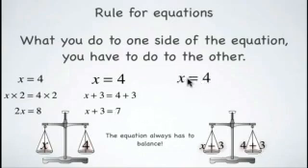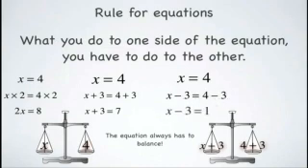I can start again with the balance x equals 4, and I can subtract 3 from both sides. So if I take 3 away from this side, I have to take 3 away from that side to maintain the balance, and x minus 3 would be 1.